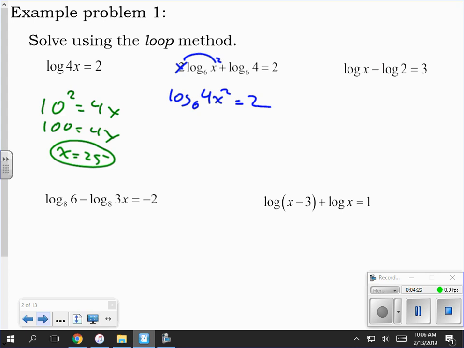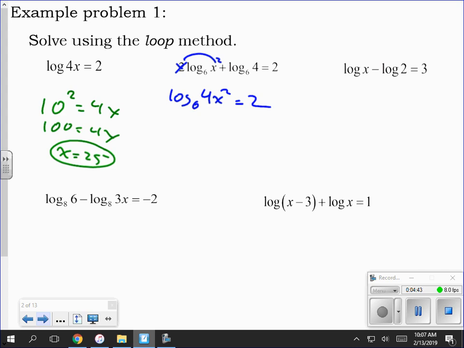You have to know those rules for this or you can't do it. So that's what I did. Brought up the 2. So that's now x squared. I have plus here, so that means it's x squared times 4x, which is 4x squared. Combined it into one logarithm.